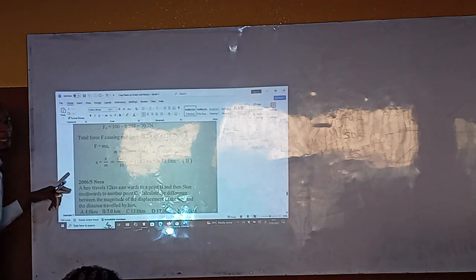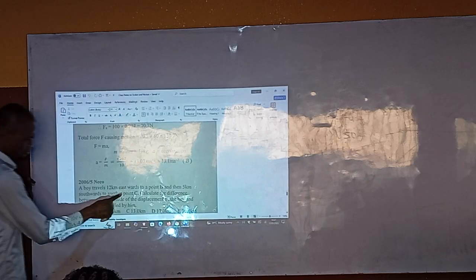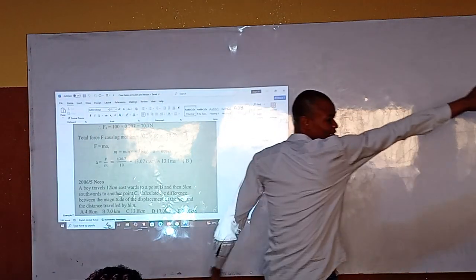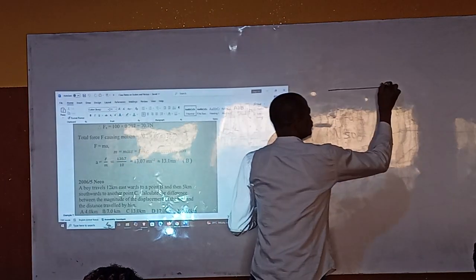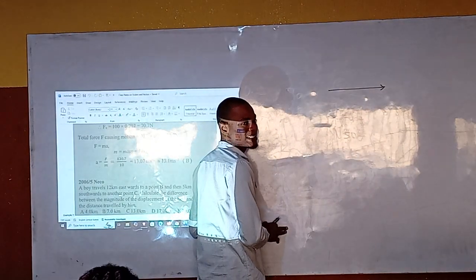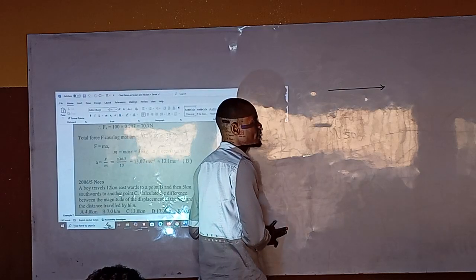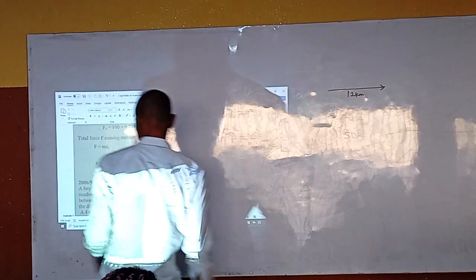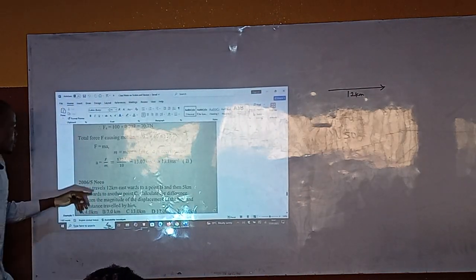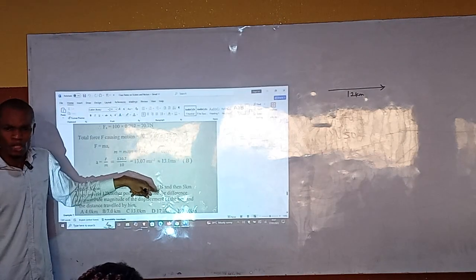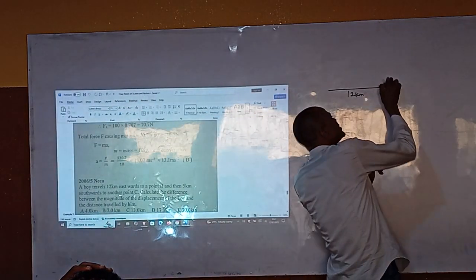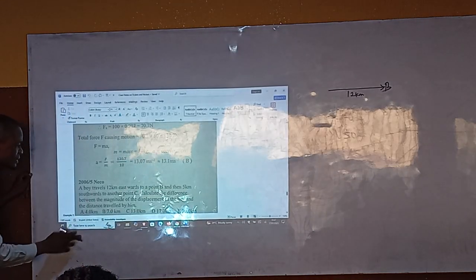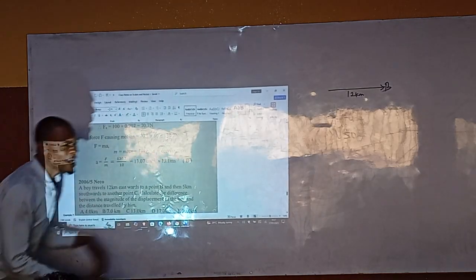Now, a boy travels 12 kilometers eastward. Where is east? This direction, right? Listen first. 12 kilometers eastward, to a point B. The end of this place is B. And then 5 kilometers southward. Where is the boy now?